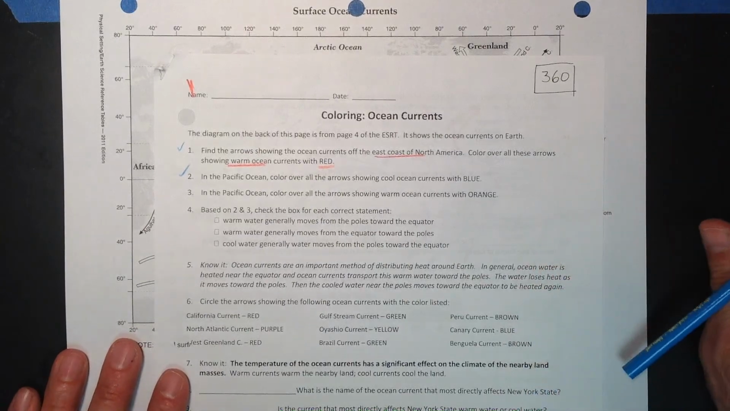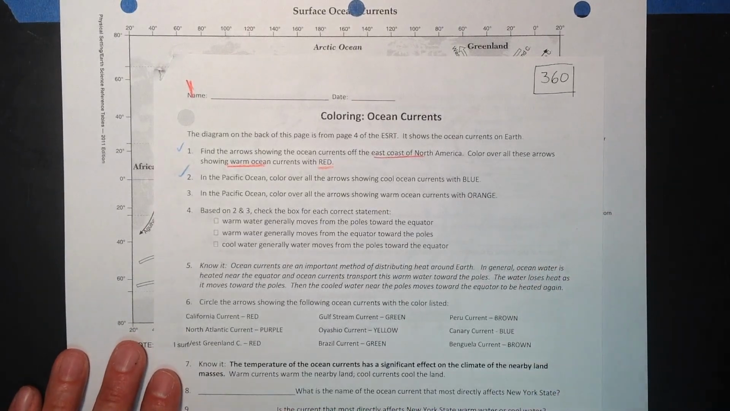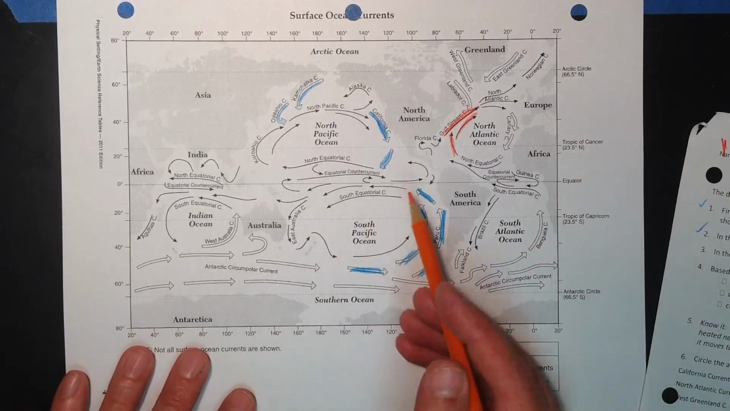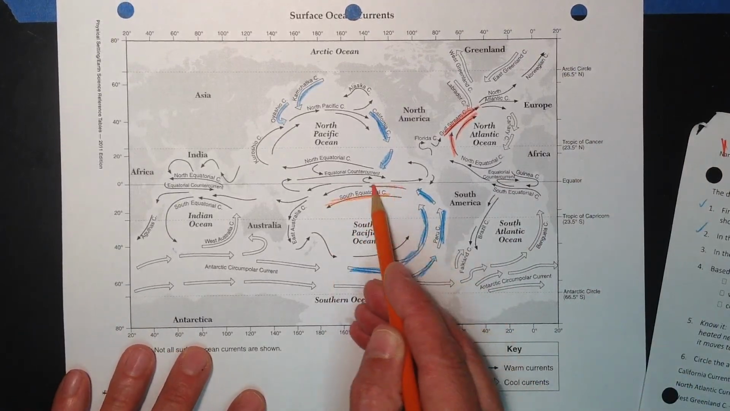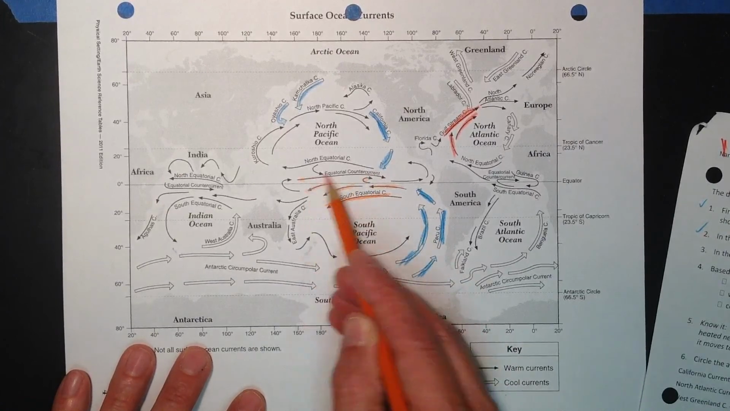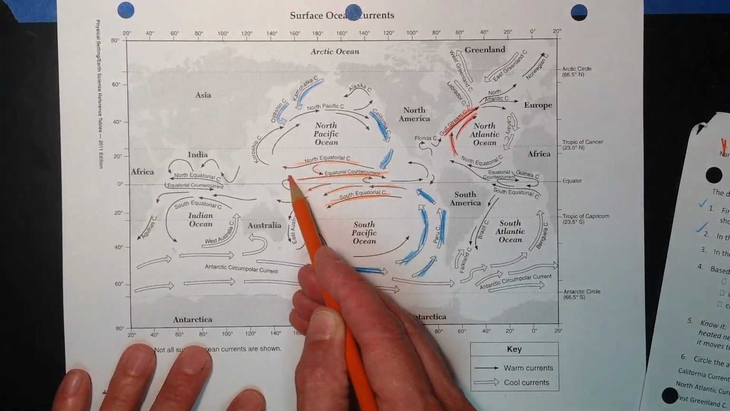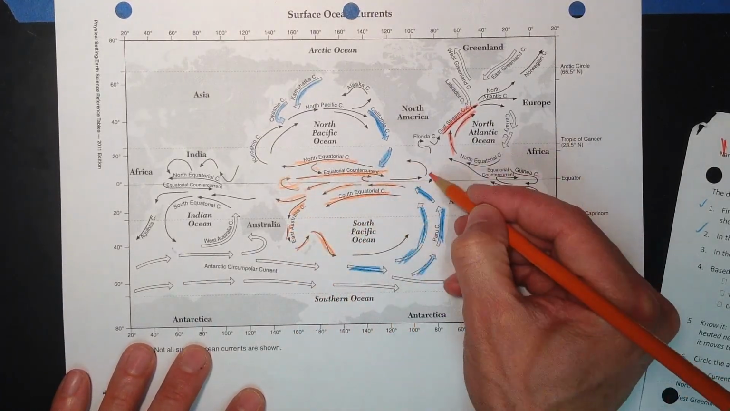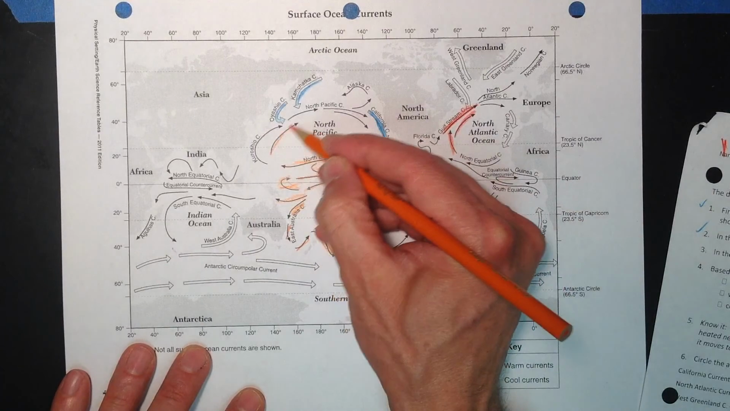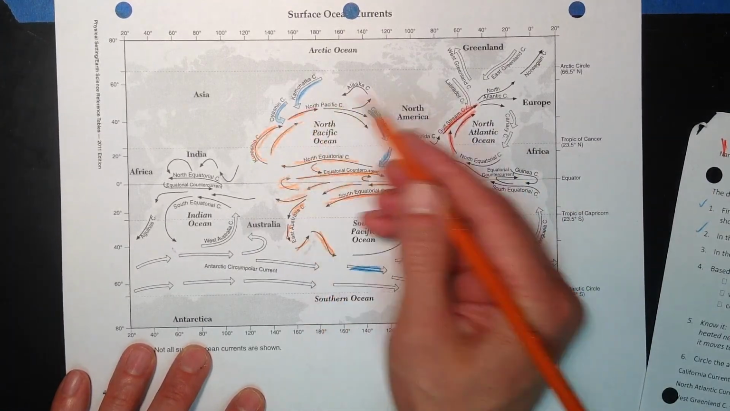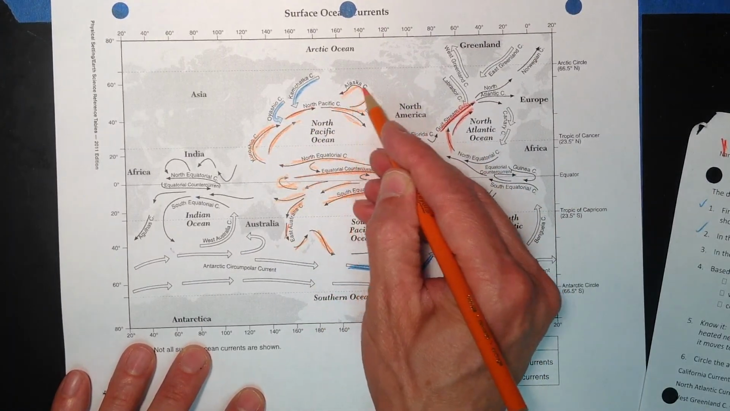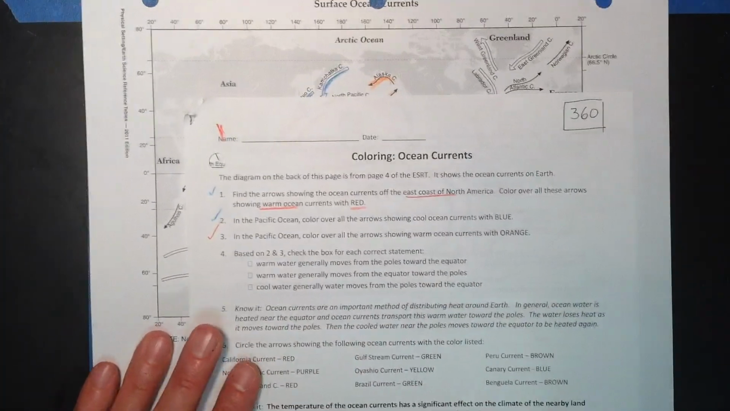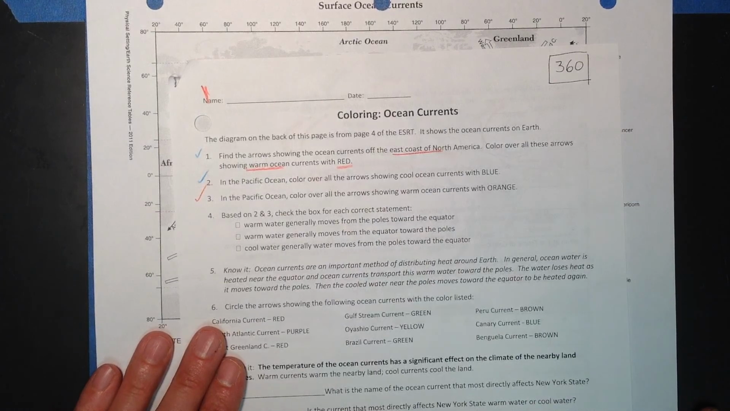In the Pacific Ocean, color over all the arrows showing warm ocean currents with orange. Warm currents are these ones here, the black ones. So a lot here, color over. Okay, it gets a little complicated around the equator for sure. Here, here, here, here, here, here, here, here, here. There we go. That's 3.